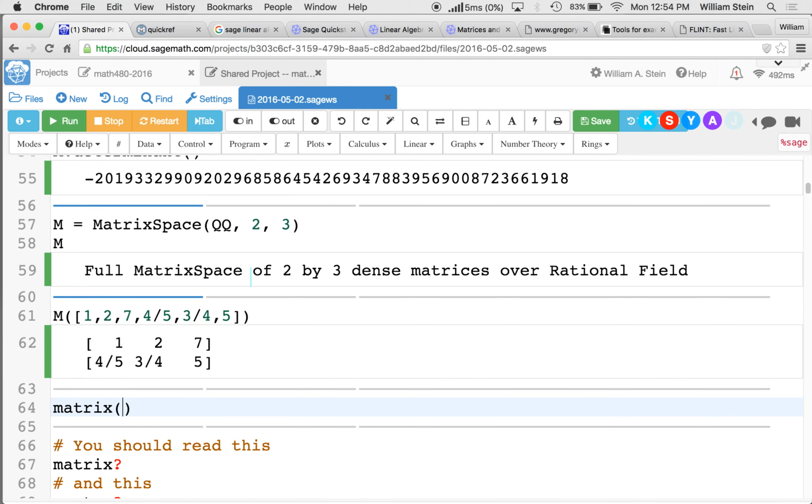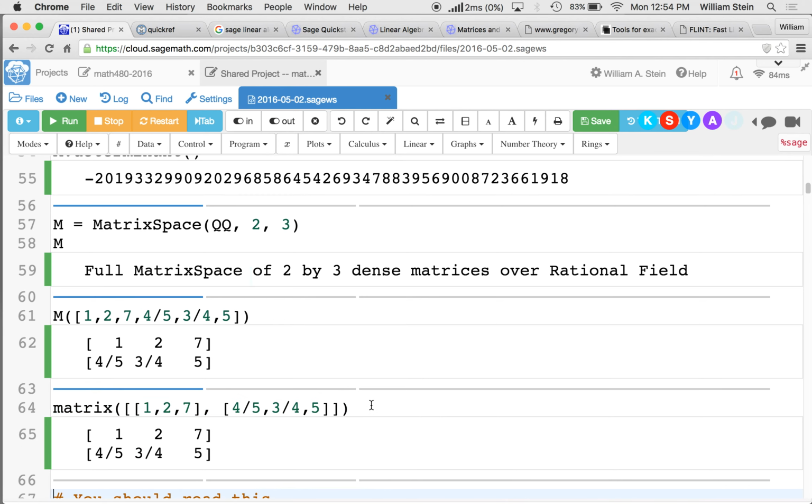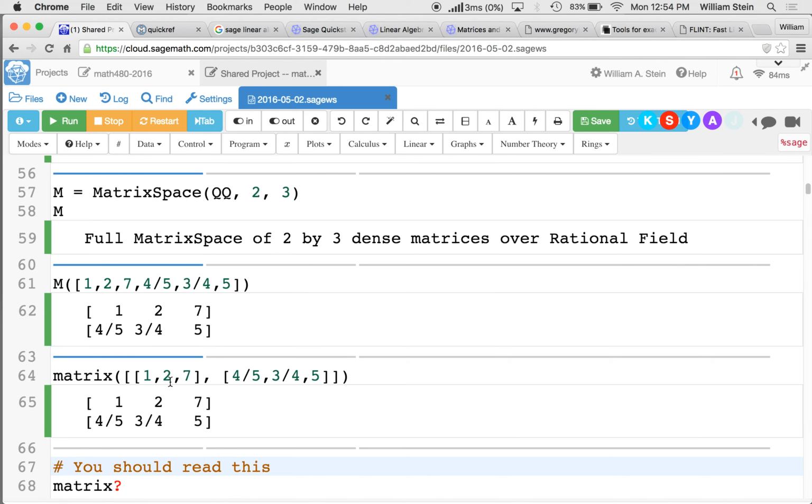So if I want to make that above matrix using the matrix command, I'll just do this. And it'll just figure out that all the entries are supposed to be in the rational numbers, and so on. It just does all that automatically. So, of course, this is pretty easy to use. And you can put kind of anything in here. You can put symbolic things like pi, whatever, and it'll figure out where they're supposed to go.